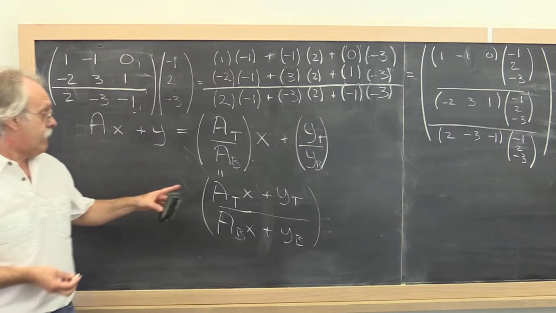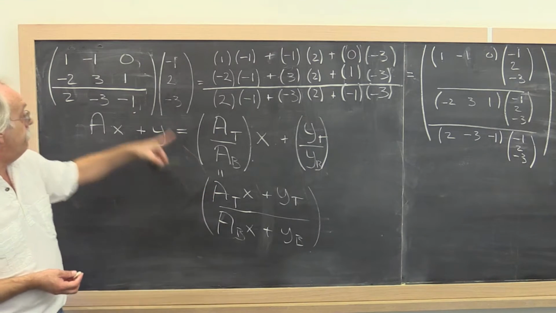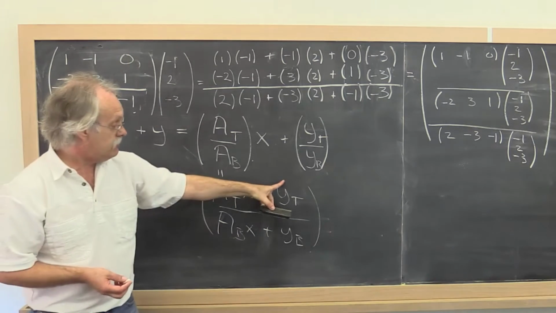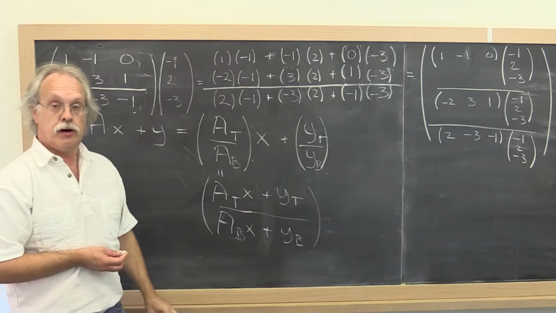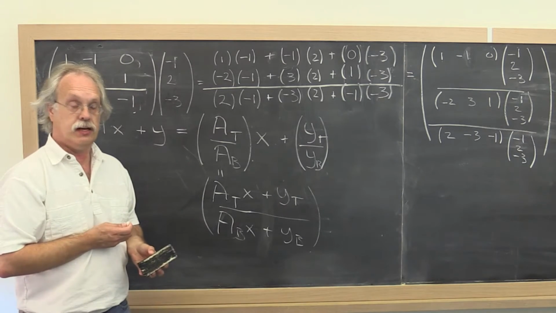Okay? Interesting. Now obviously the number of rows that you split off from matrix A must be the same as the number of elements that you split off from Y. Otherwise these things can't be added together.